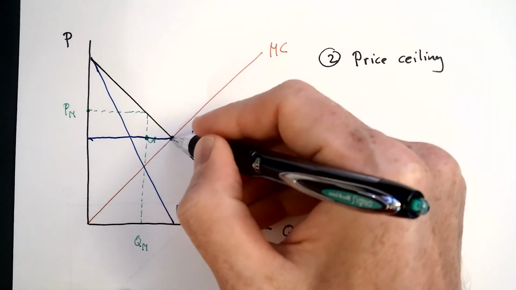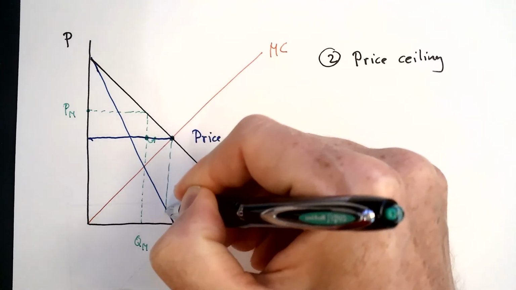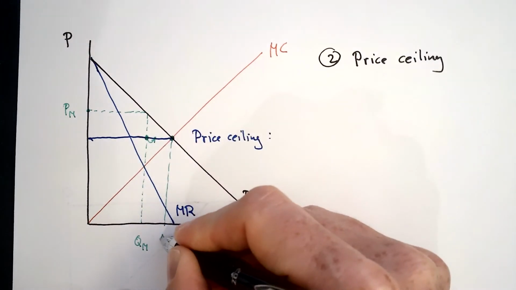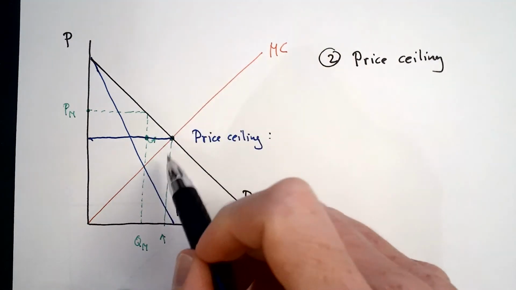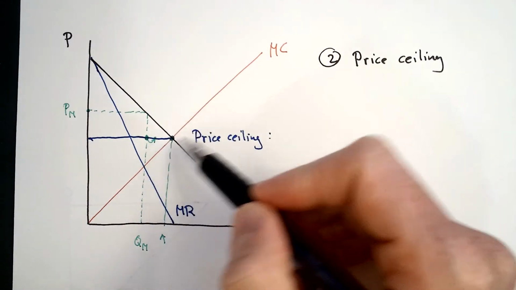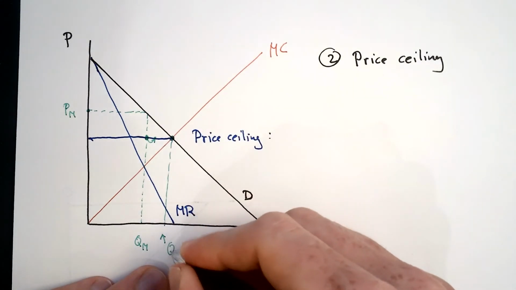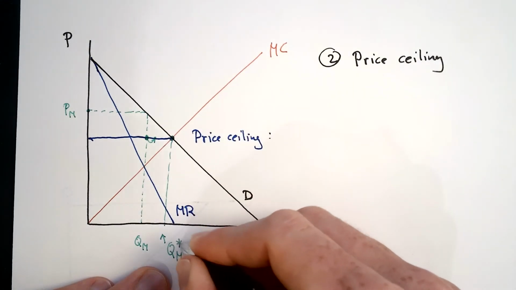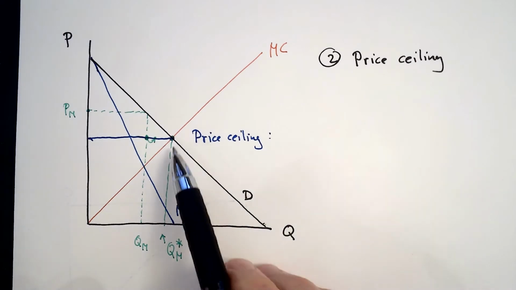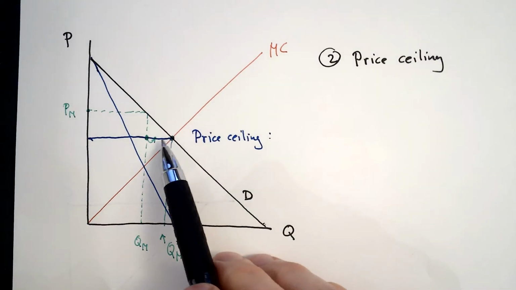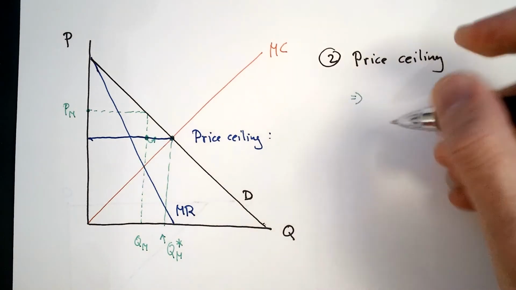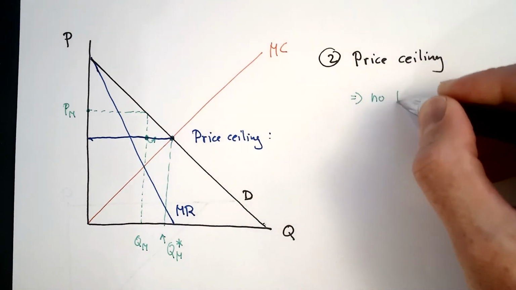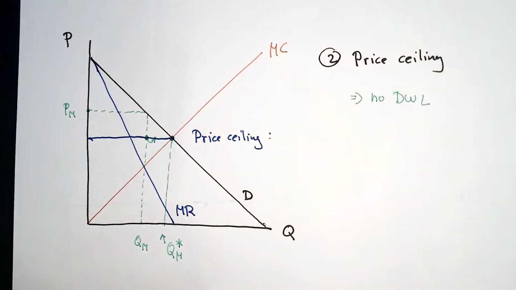So then at this point here, the monopolist is setting the marginal revenue equal to the marginal cost, and this is going to be the new output by the monopolist. Note that this output here eliminates the deadweight loss, okay? And here we have that there is no deadweight loss anymore, okay?